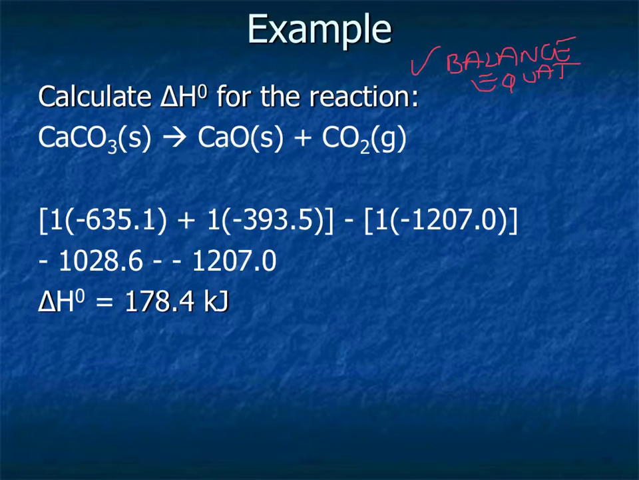So we have one calcium ion on one side, one calcium ion on the other side. We have one carbon atom on one side, one carbon atom on the other side. And we have 3 oxygen atoms on one side and 3 oxygen atoms on the other side. So the balance checks. Okay, so now we want to set up our general equation.